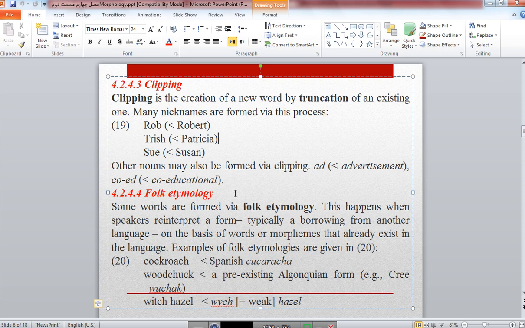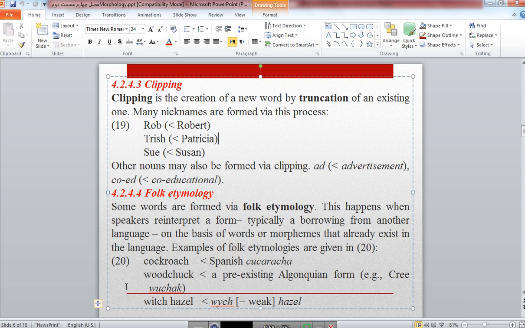What is folk etymology? Some words are formed via folk etymology. This happens when speakers reinterpret a form, typically a borrowed form from another language, on the basis of words or morphemes that already exist in the language. Examples of folk etymologies are given in this example, as you see, number 20.